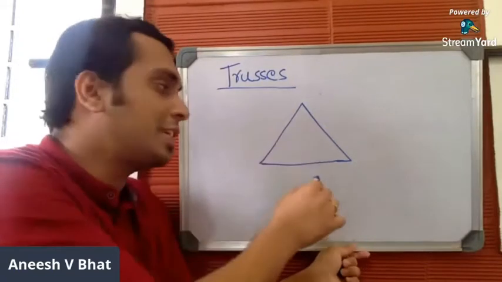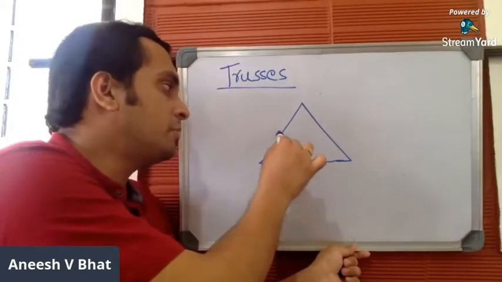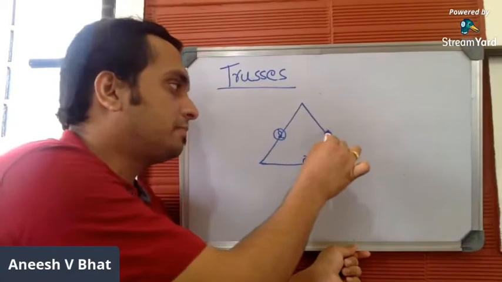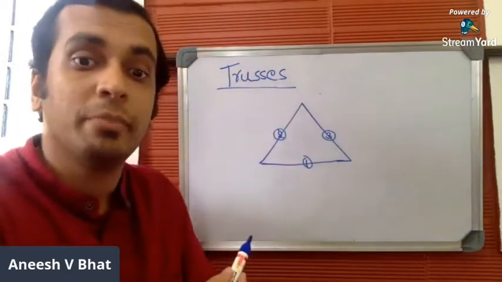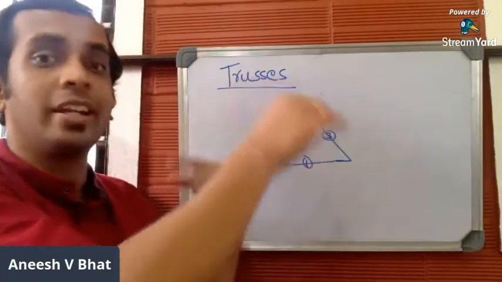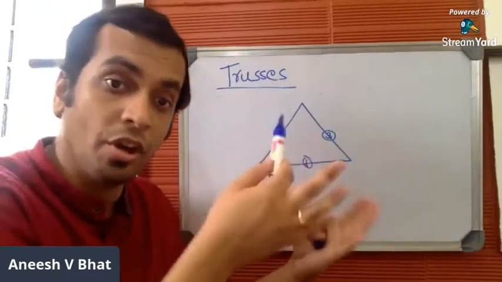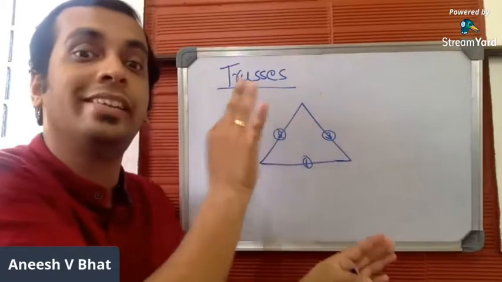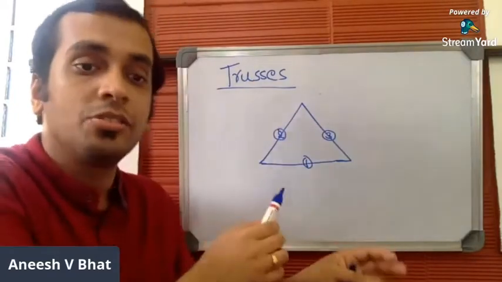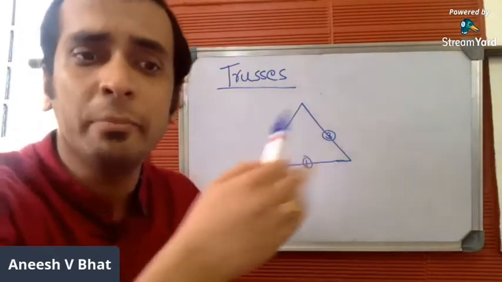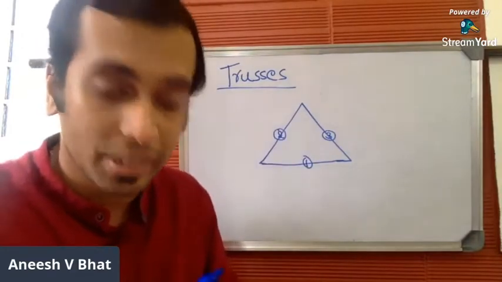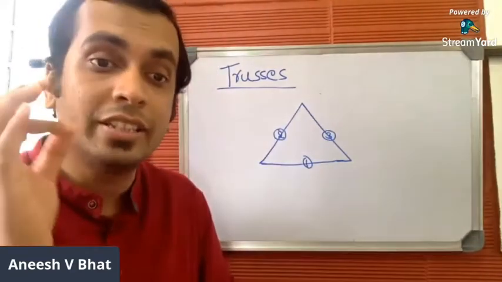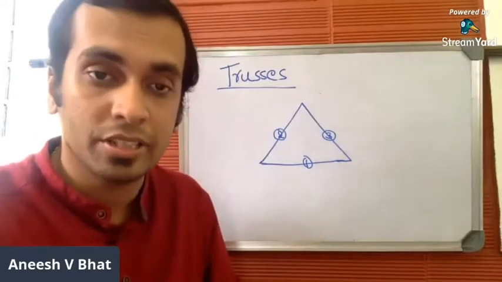So you have three straight members here: straight member number 1, straight member number 2, straight member number 3. All of these straight members are joined together to form a truss. This particular structure or frame is called a truss. Trusses will serve the same purpose as that of beams.